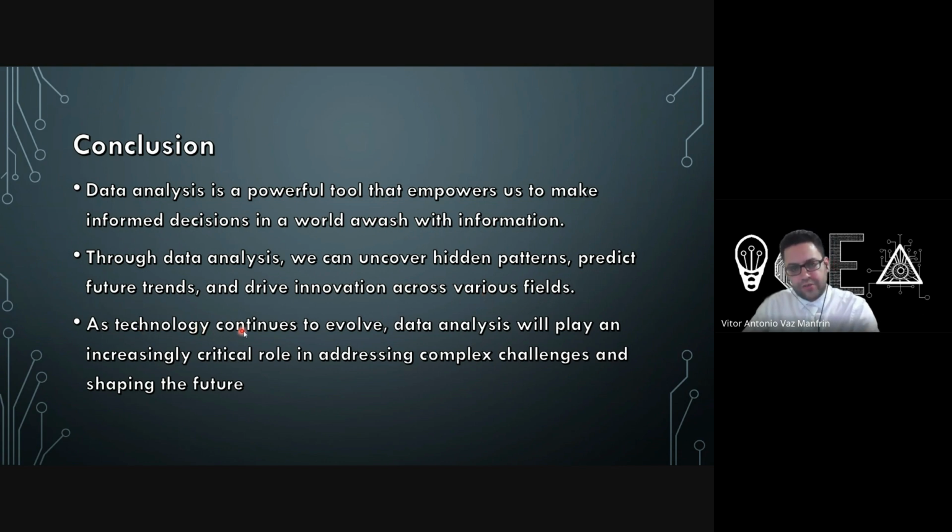As technologies continue to evolve, data analysis will play an increasingly critical role in handling complex challenges and scaling in the future. In this situation, we can see what happened in the world in the last 30 years. The improvement of information and of the tools to analyze this information made companies more consolidated in the marketplaces in any area.